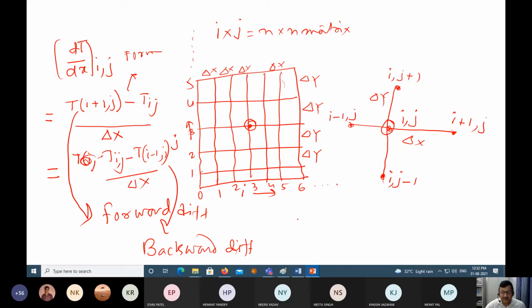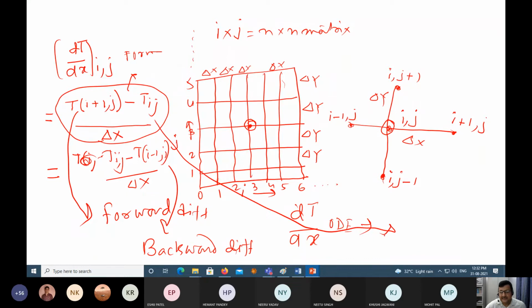And what am I doing? I'm converting this dT by dx, which is an ODE or PDE, into what? What type of equation is this? This is an algebraic equation, right? So you can see that at this particular point, I can convert the whole thing in terms of the temperature which is in this, right?